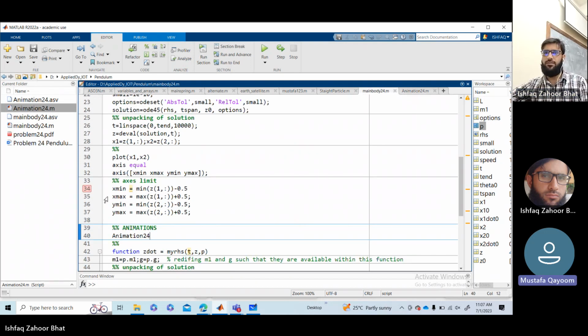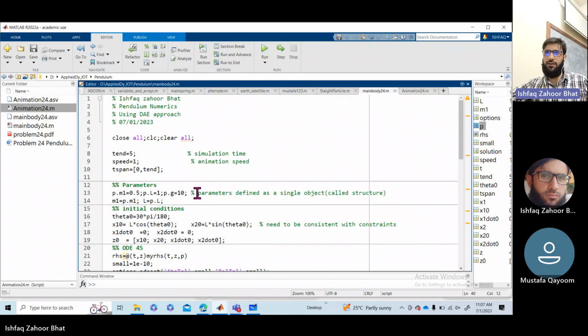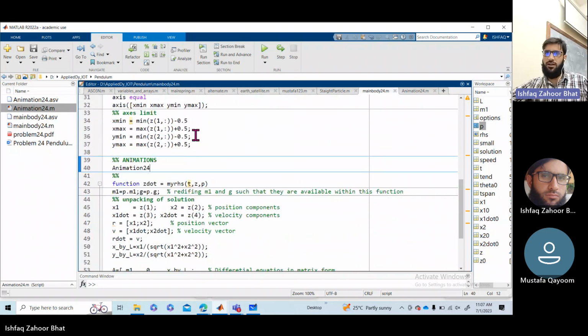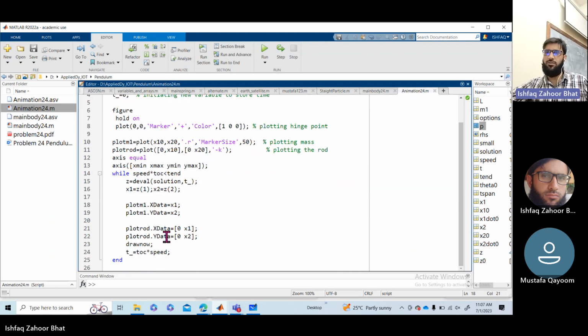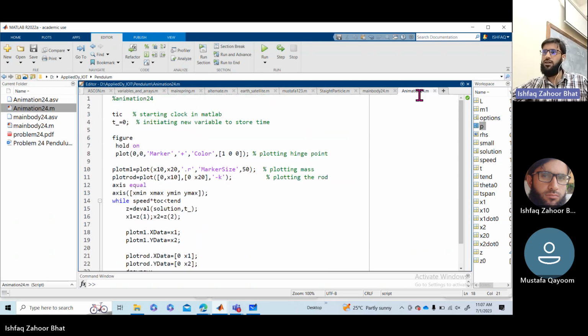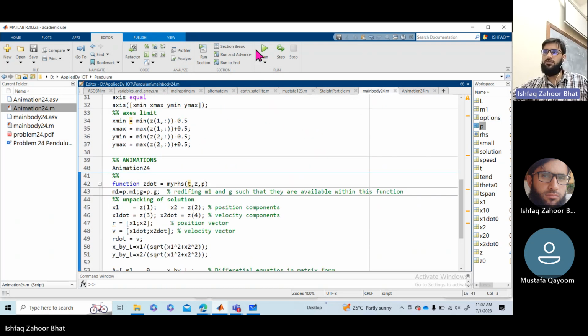Okay, yes, sir. Now let us run this. Basically, when I run this main file, and it encounters this animation 24, it goes to the file animation 24, which is here, and runs this script. When it runs this script, it will plot these things. So now let us go to this and run.